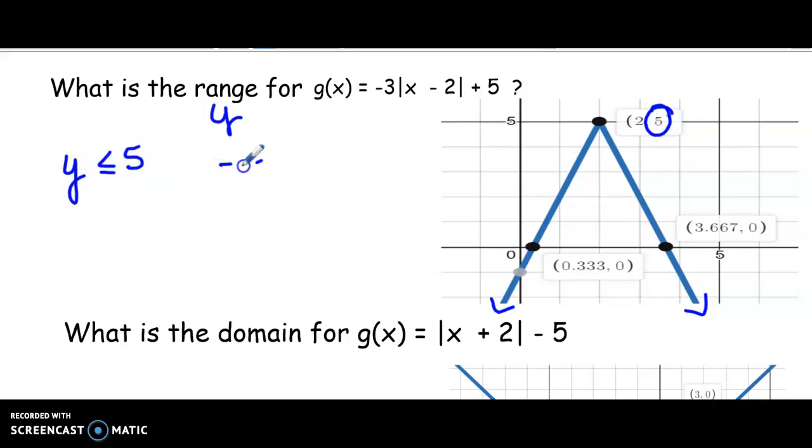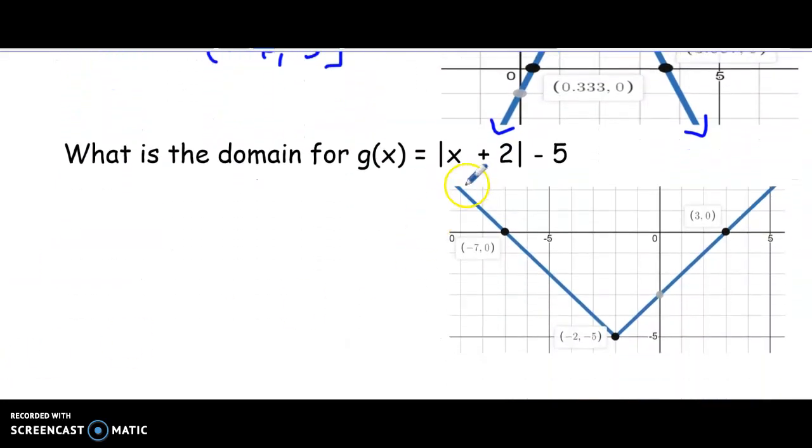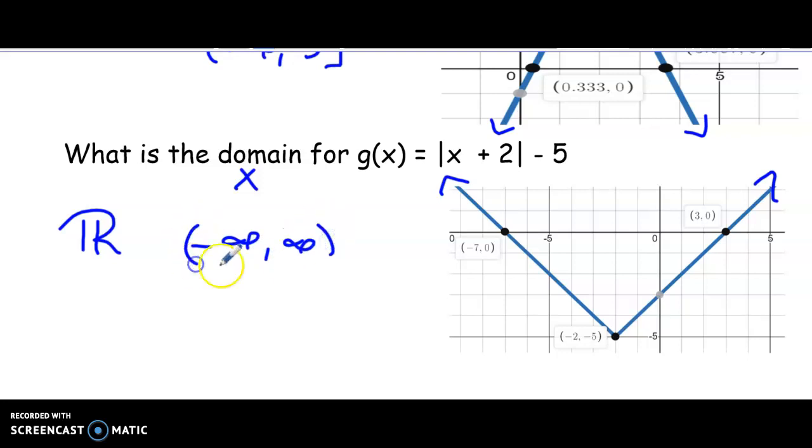Or we could say from -infinity to +5, or -infinity, 5. Either of those 3. What's the domain? This graph continues in both directions. Remember, domain is our x values, and the domain for any absolute value function is going to be all real numbers, or from -infinity to +infinity. Okay?